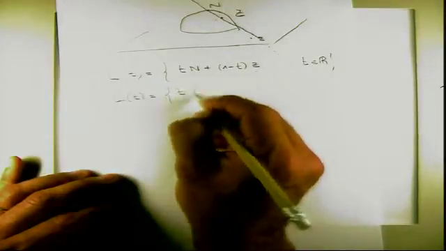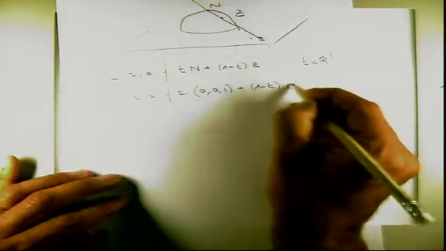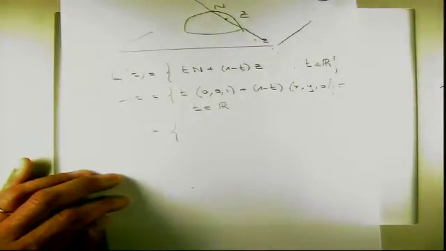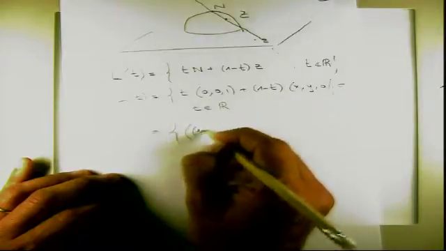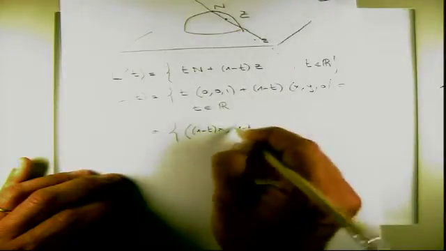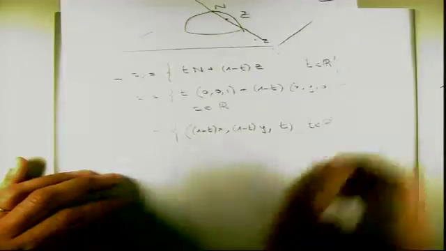If I want to be more precise and use the coordinates, L(t) is like this: t times (0, 0, 1) plus (1 minus t) times (X, Y, 0). Therefore, I use these properties of the vector space R3, and I sum up, and I have (1 minus t)X, (1 minus t)Y, and t.